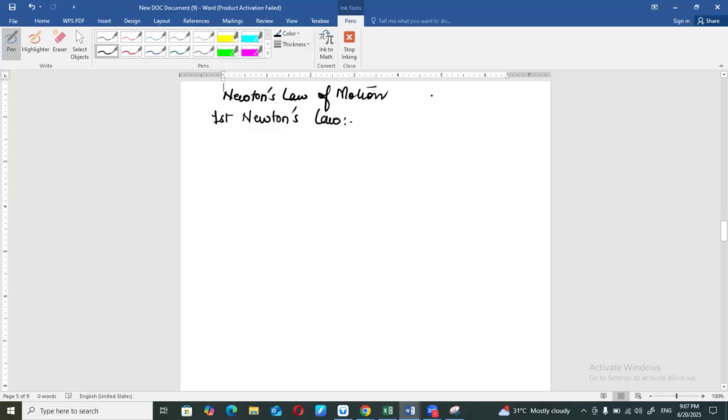Remember that there is a difference between a theory and a law. A law has a proof, scientific proof, while a theory doesn't have a proof. It's just a theory given by any particular scientist. Now, remember that all these three laws are associated with the explanation of the force which is being given by Newton.